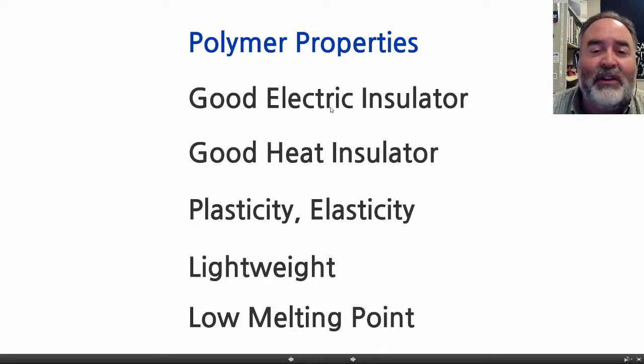Okay? So it's a very good insulator. In much the same way that metals are good conductors of both electricity and heat, polymers are good insulators of both electricity and heat. So good electric insulators. We saw malleability and ductility with metals.